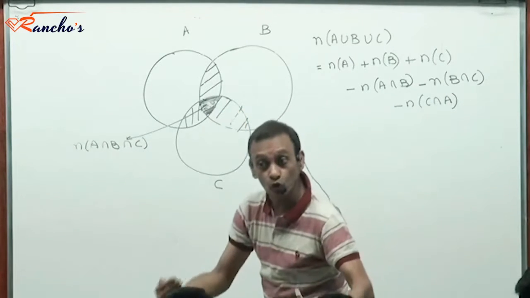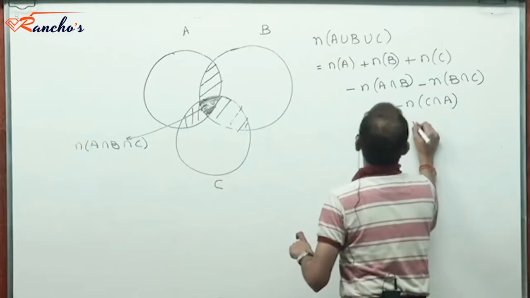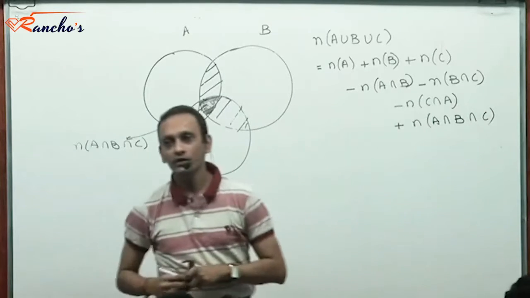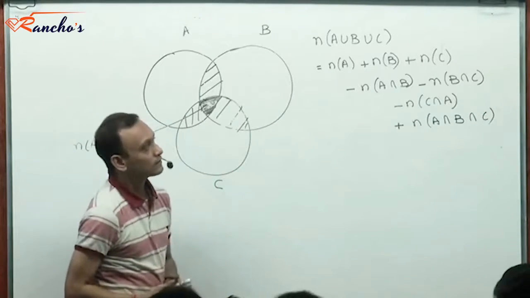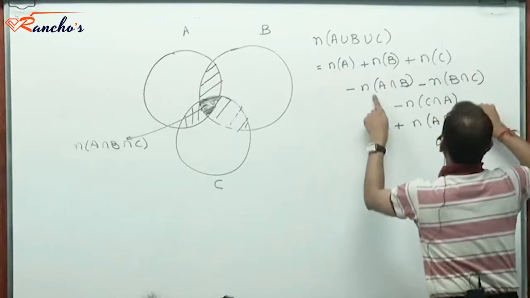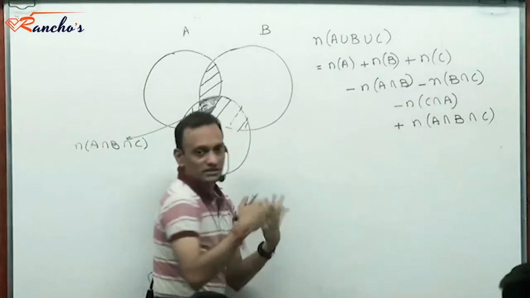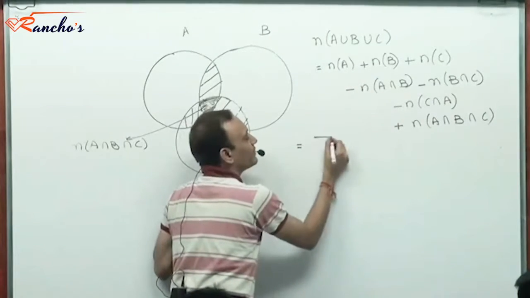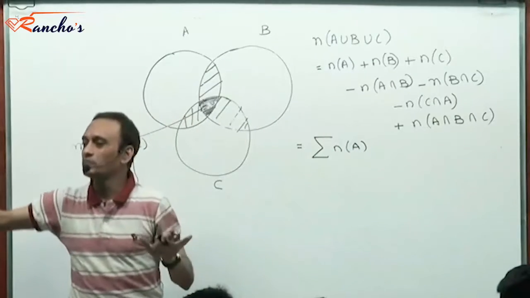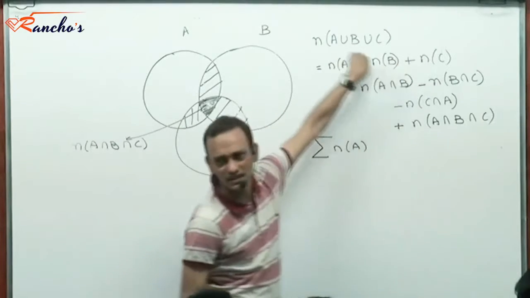So I must restore it. I must include it, restore it, right? So then I must restore elements in A and B and C. Yes or no? So, included, excluded, included. Signs alternate. So, the first set of 3 terms, I want to write them as summation NA, which would be like NA plus NB plus NC in brief, because they are of the same variety.